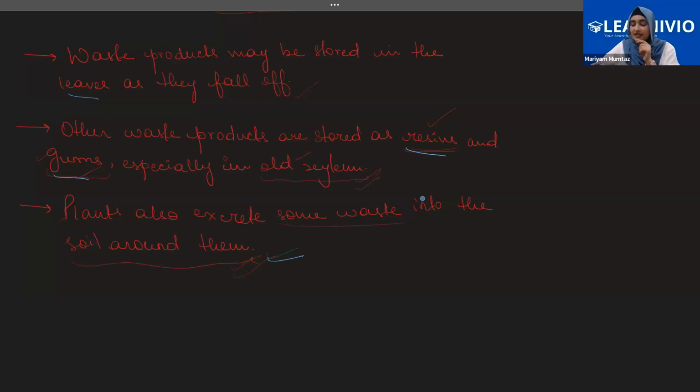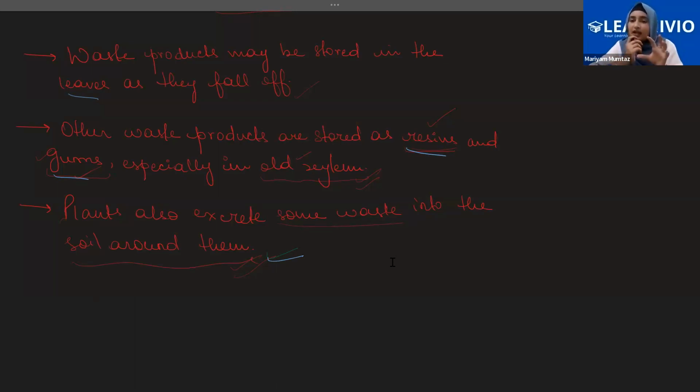Does anyone have any doubts now? What are the resins and gums? Yes. Resins and gums. See, these are the substances.